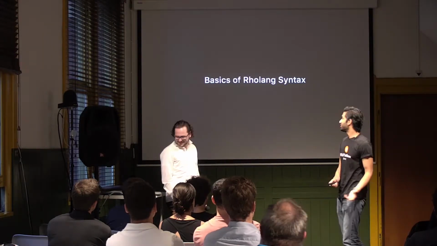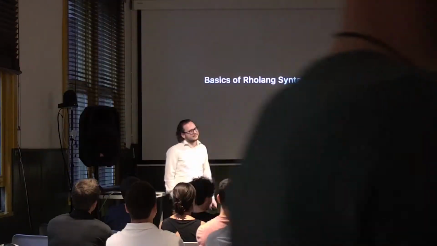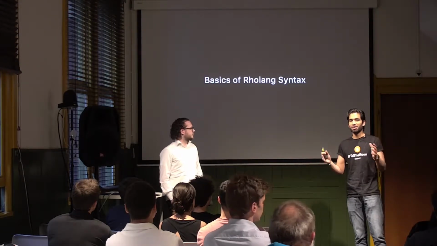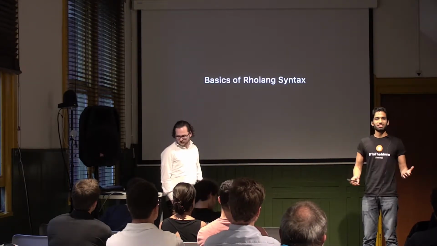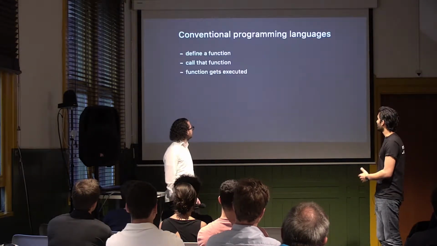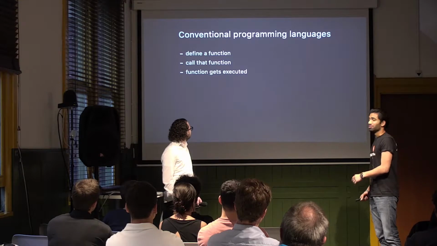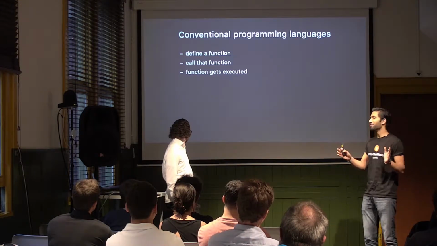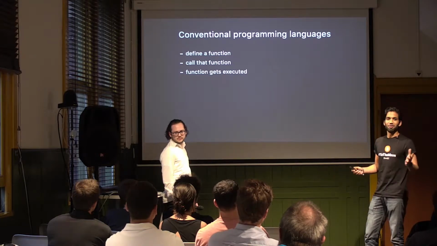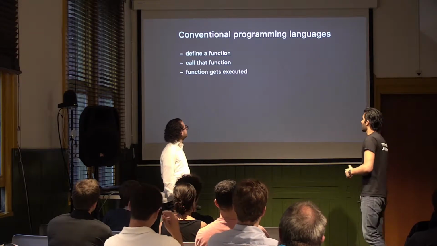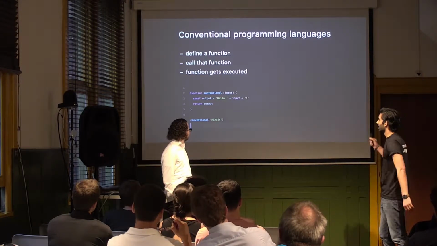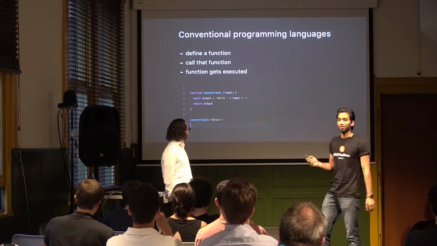I'm going to talk about the basics of the Rholang syntax. Before we can actually start coding and give you code examples, we need to first know what the syntax is, what all the symbols mean. And before I do that, so that everybody is on the same page, I'm going to give you a little recap of how normal programming languages work. Normally you define a function, call that function, and the function gets executed sequentially.